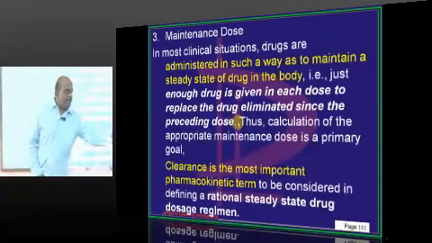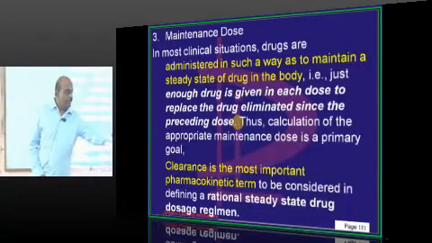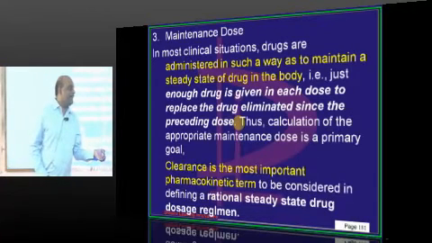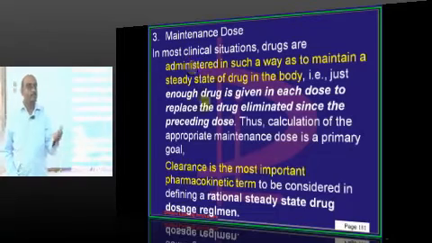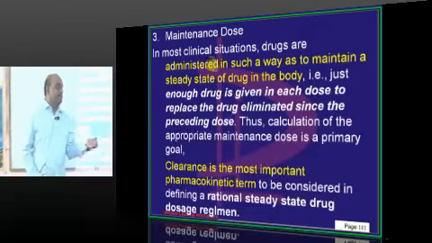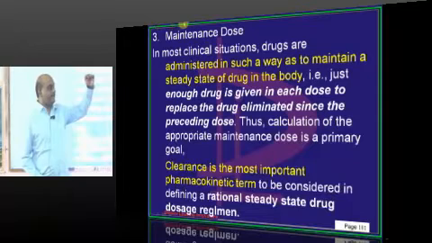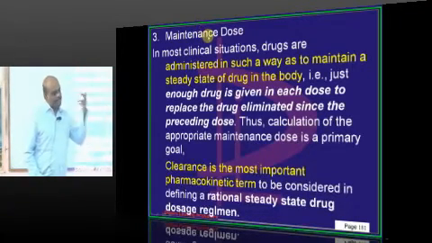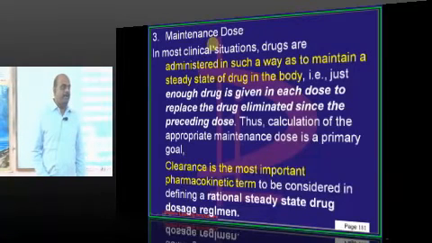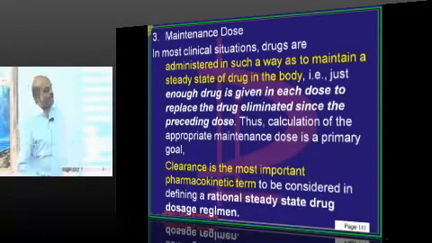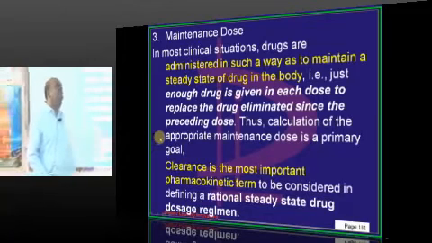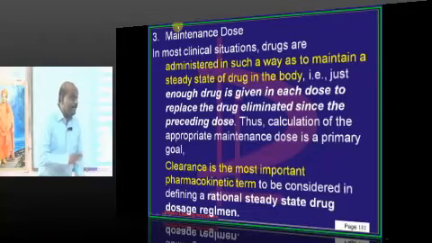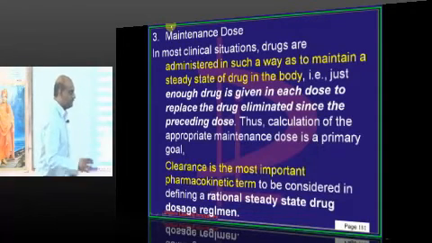Is the loading dose dependent on the clearance? Loading dose is only dependent on volume of distribution. You remember the formula? Loading dose is decided by the peak concentration times volume of distribution divided by bioavailability. Bioavailability is 1 when you inject intravenously, so forget about it. So loading dose is dependent purely on what? Volume of distribution. But maintenance dose has a second thing: how frequent the intervals are and how much you need to give.